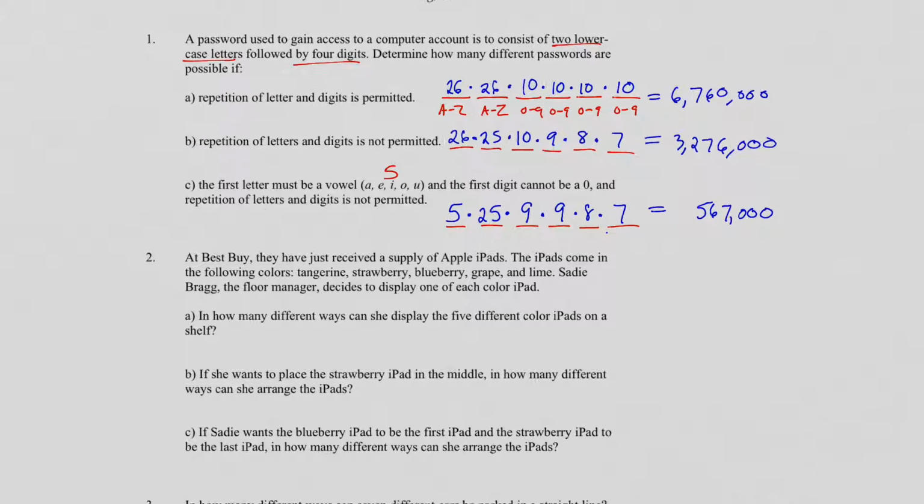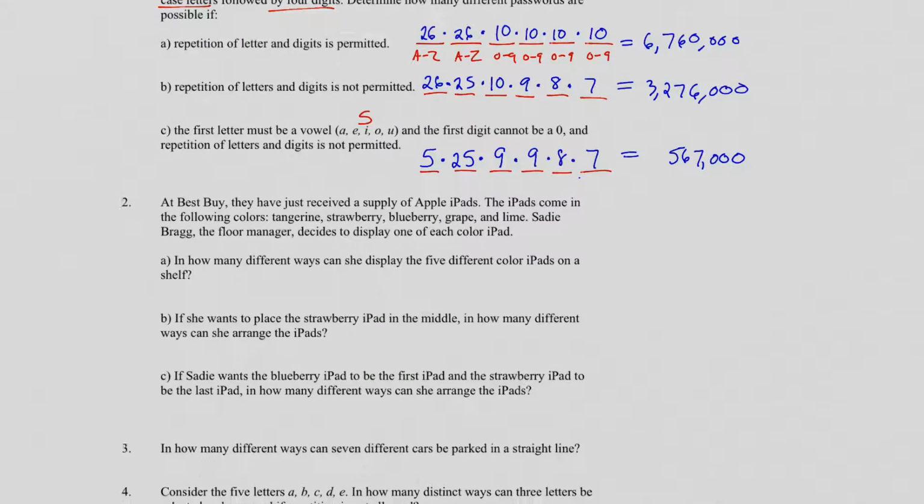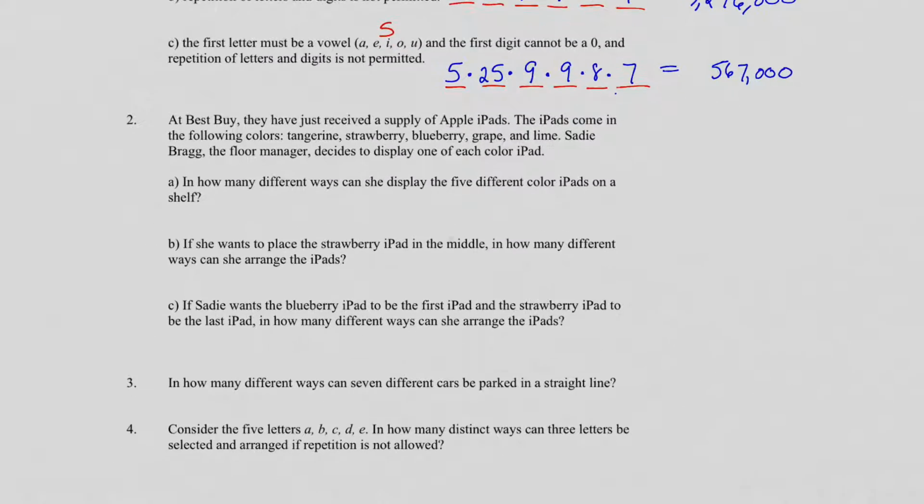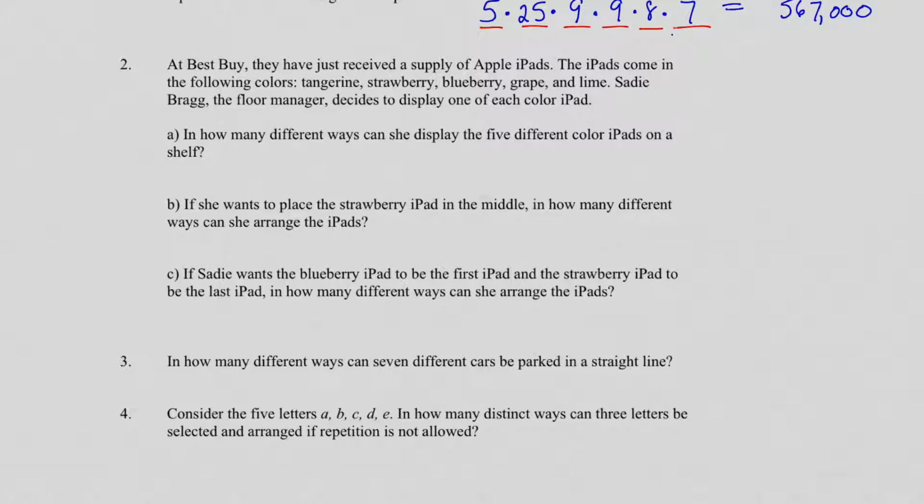Okay, so let's continue on to the next question. Now we're at Best Buy. They have just received a supply of Apple iPads. The iPads come in the following colors: tangerine, strawberry, blueberry, grape, and lime. Sadie Bragg, the floor manager, decided to display one of each color iPad. In how many different ways can she display the 5 different color iPads on a shelf?